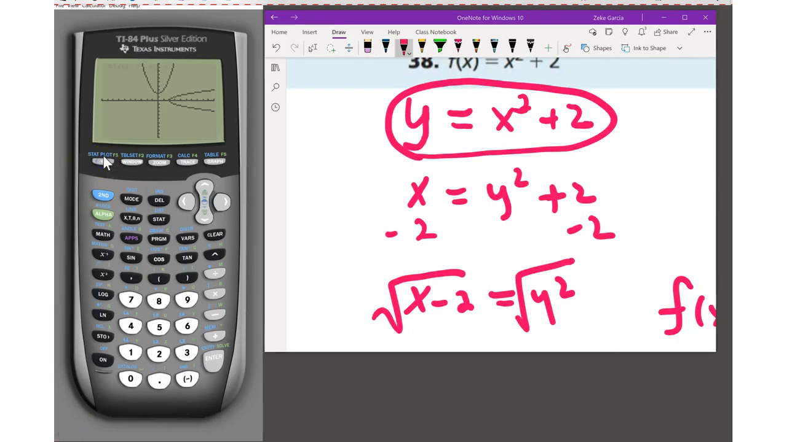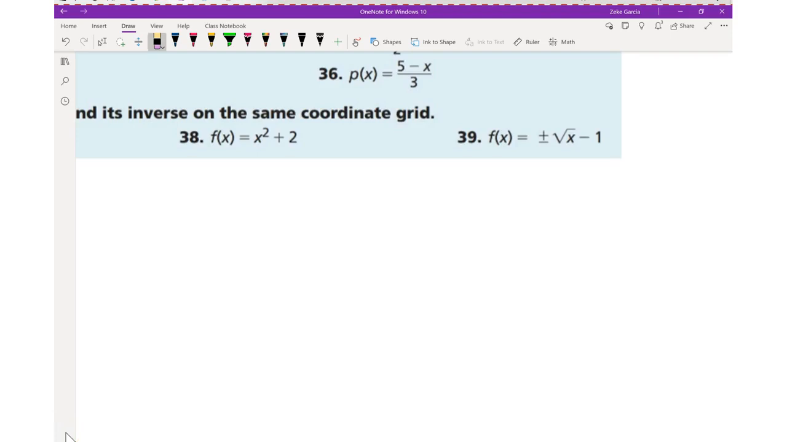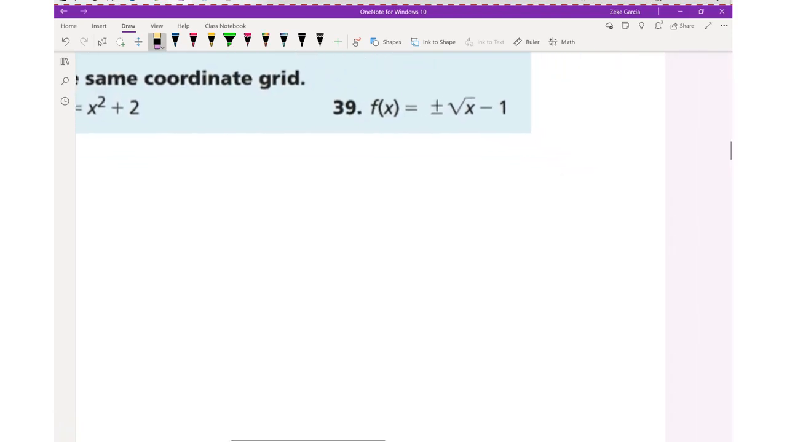Also, you can include the mirror. In this case, the mirror is y equals x. And you can see that it's a reflection. Number 39, I'm going to go ahead and do 39 with you.